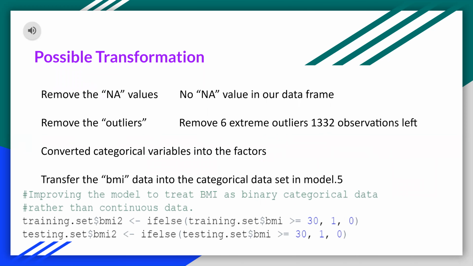In the steps of cleaning data, we checked the missing values from the data frame. Luckily, we don't have any missing values in the dataset. We also removed 6 extreme outliers in the data frame, but after another round of analysis, the outliers don't have enough obvious influence on our result. We also converted the categorical variables into factors. In our model file, we transferred the BMI data from continuous data to categorical data.